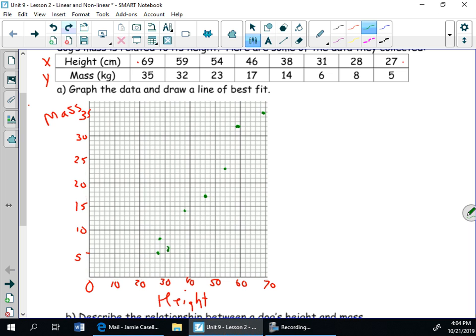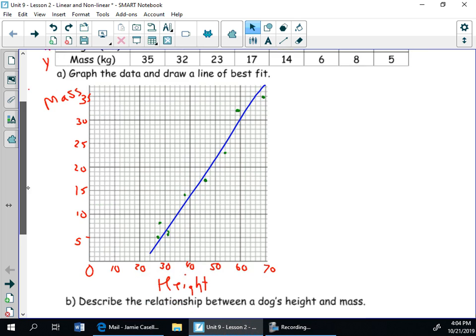They're following a pattern. If I were to take my ruler and draw my line of best fit, something like that. Maybe it's a little bit higher, right about there, I'd say. So I've got 4 dots below, 4 dots above, but they're not very far from my line. Okay, there's my scatter plot.